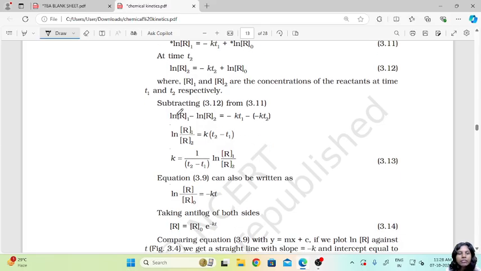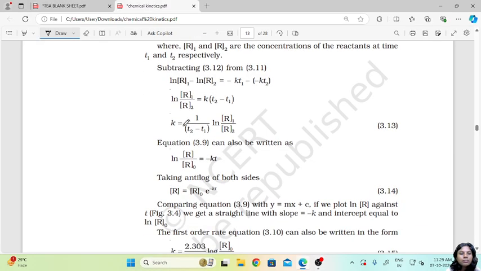On substituting, we write the initial concentration minus the final concentration, and in the same way minus kt1, the initial time, minus the final time, minus kt2. Now here k is common, so we can take it out. So ln R1 upon R2 will be equal to k times t2 minus t1. On rearranging, if we have to find just k, that is the rate constant, k equals 1 upon t2 minus t1 ln of the initial concentration R1 upon the final concentration R2.